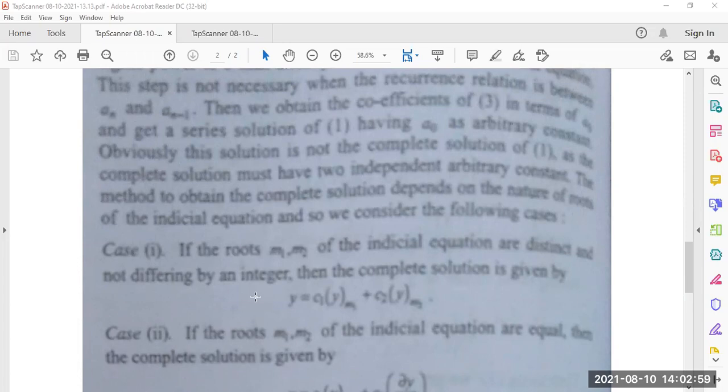Hello? Is it clear, case 1? Yes, sir. Now we are going for case 2.